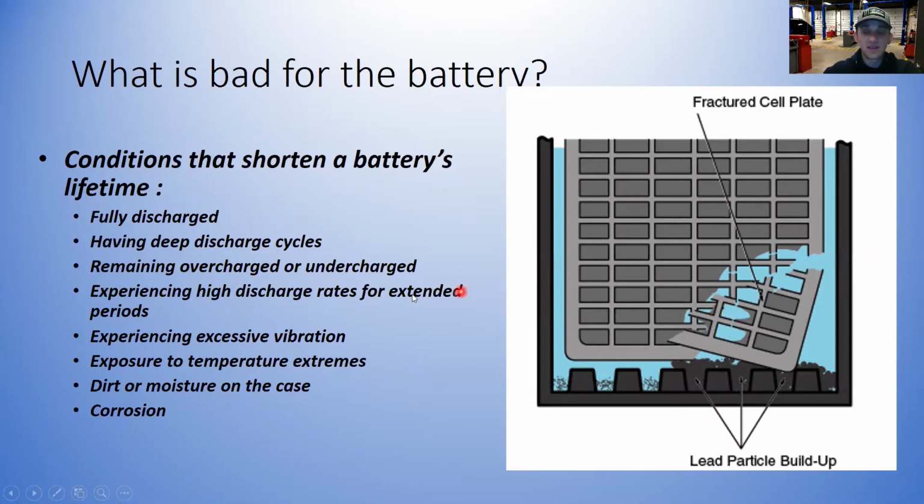Or on the opposite of that, if it's overcharging the battery constantly, it can damage it. Experiencing high discharge rates for extended periods of time. So if you have a parasitic draw and the car sits for weeks at a time, that's not good for them. Experiencing excessive vibration. So that's why a lot of times you'll see a gel cell type battery in an off-road vehicle. A lot of vibrations in race cars or off-road or things like that. Maybe working on a job site will shorten the life of the battery for sure.